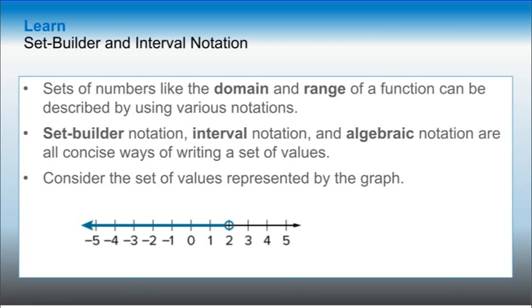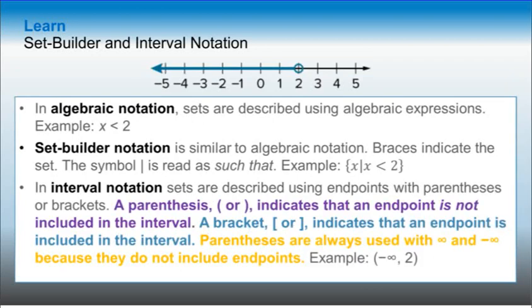So consider the set of values represented by the graph below. This is showing an open circle at 2, and the arrow is pointing to the left. So this is saying that x, or whatever variable I want to use, is less than 2. It can't equal 2, but it has to be less than 2. So how can we write it in each of these different notations? In algebraic notation, the sets are described using algebraic expressions. So you would just write x is less than 2.